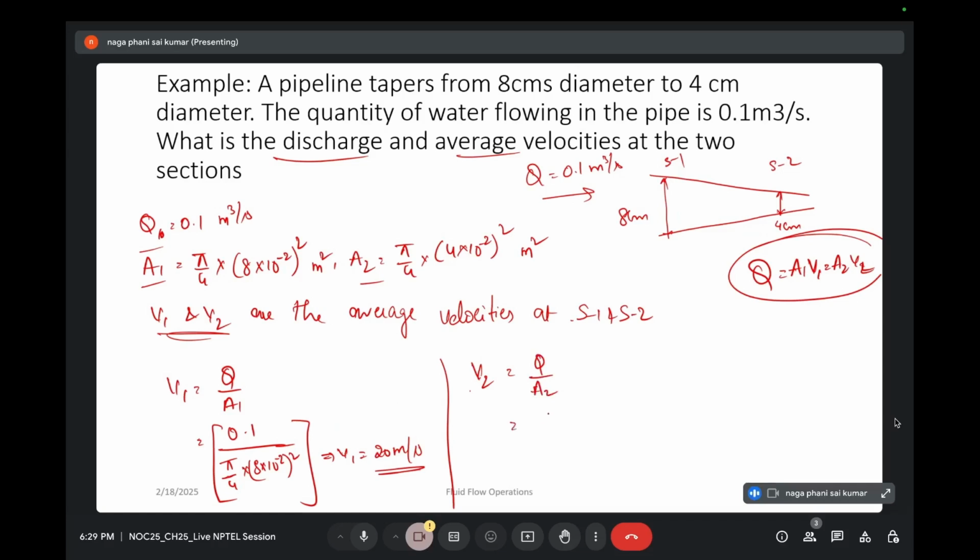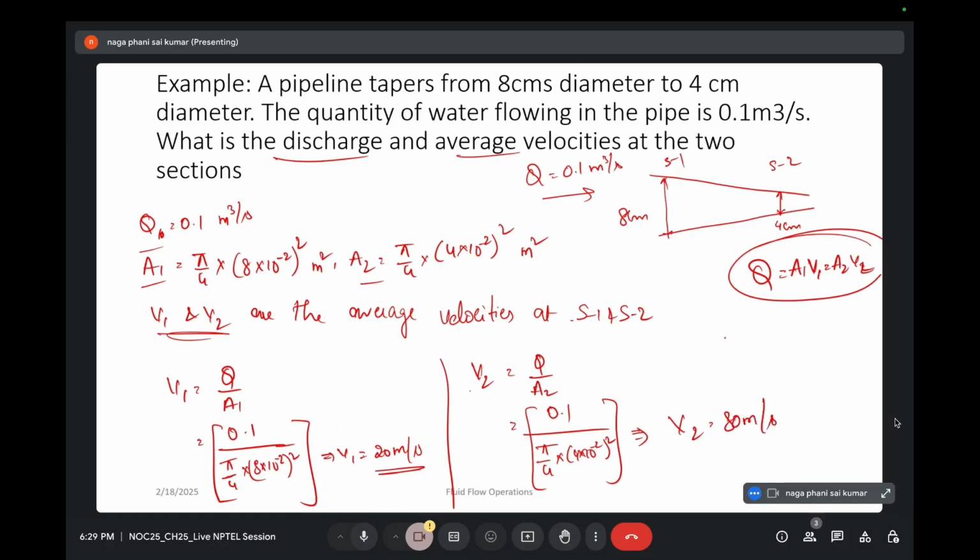Q is again 0.1, and A2 is pi by 4 into (10 power minus 2) whole square. Again, if you simplify this, V2 will be around 80 meter per second.